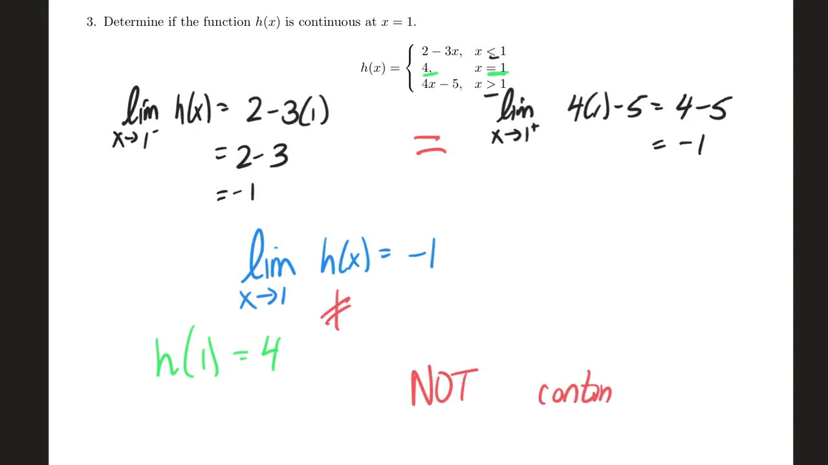So this one has a lot of parts. You have to do the left and right limits to figure out if your full limit exists. And it actually does in this case, but then it turns out that your function value is not equal to that limit, so it doesn't satisfy property 3 of continuity, so it's not continuous.